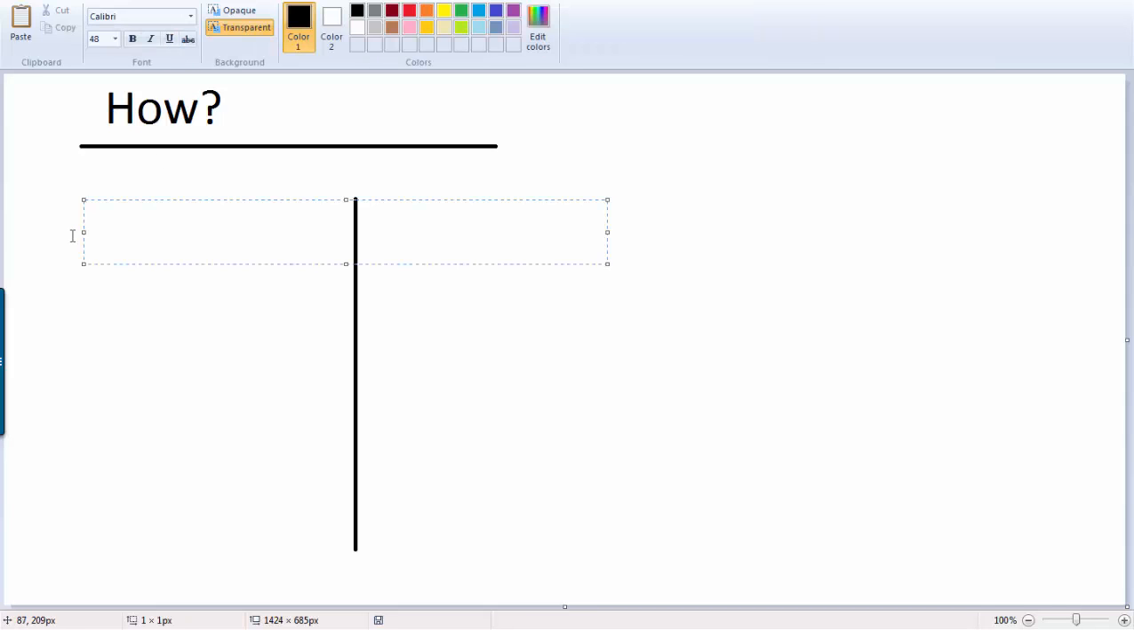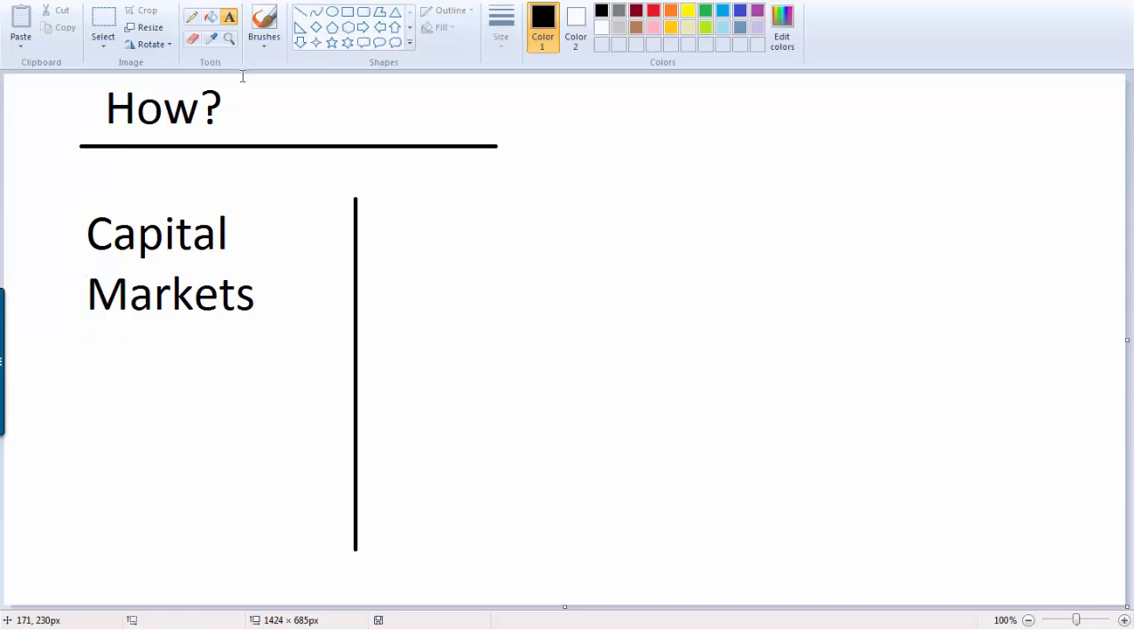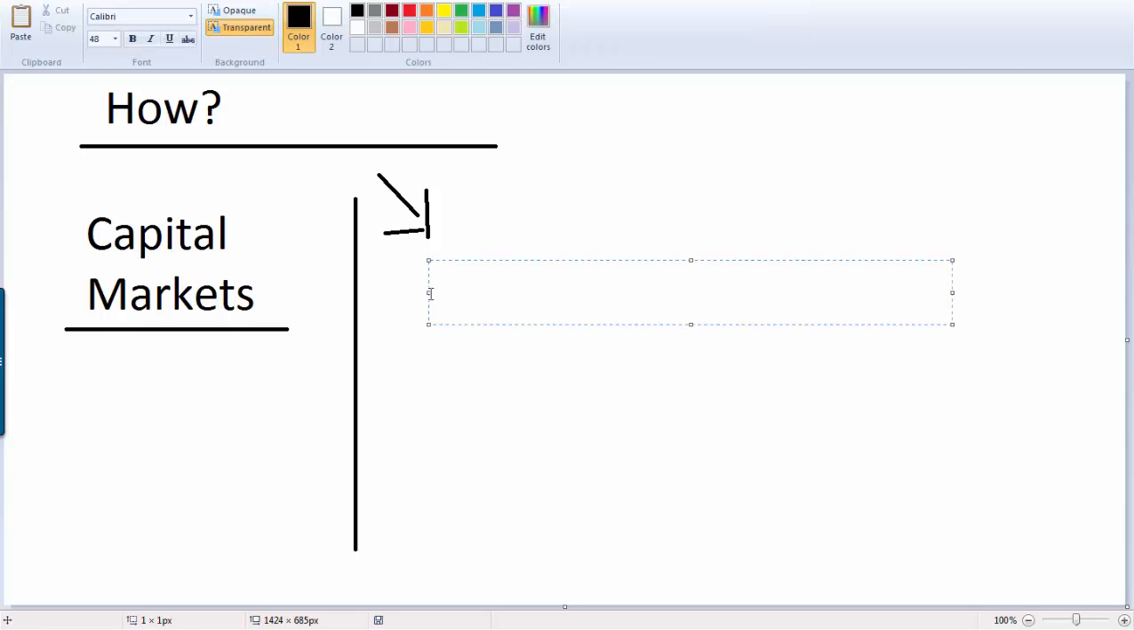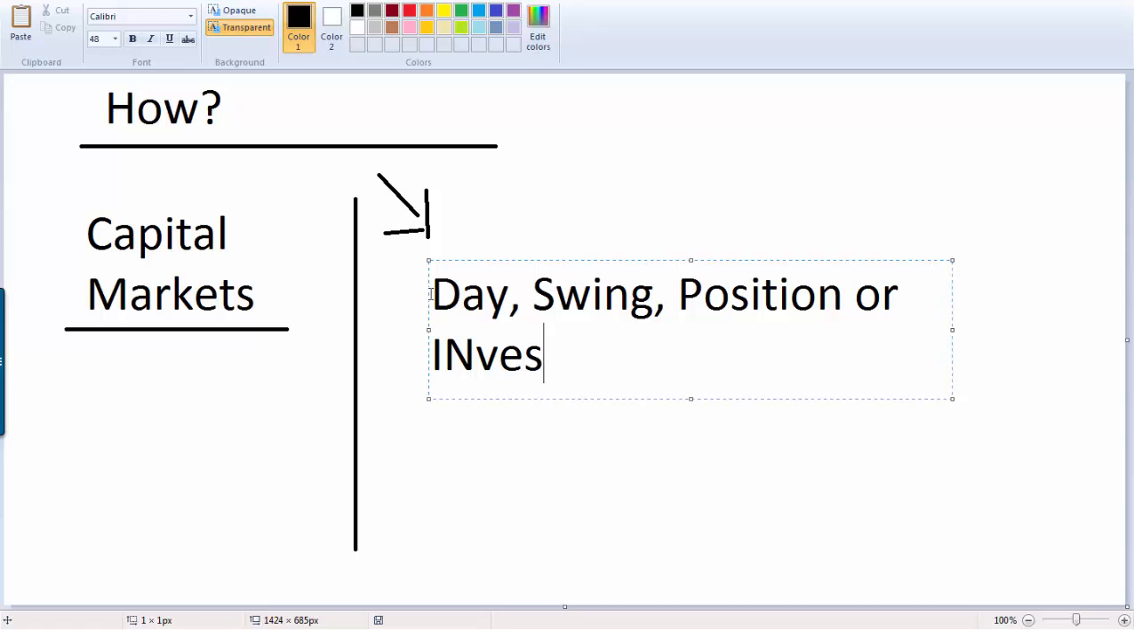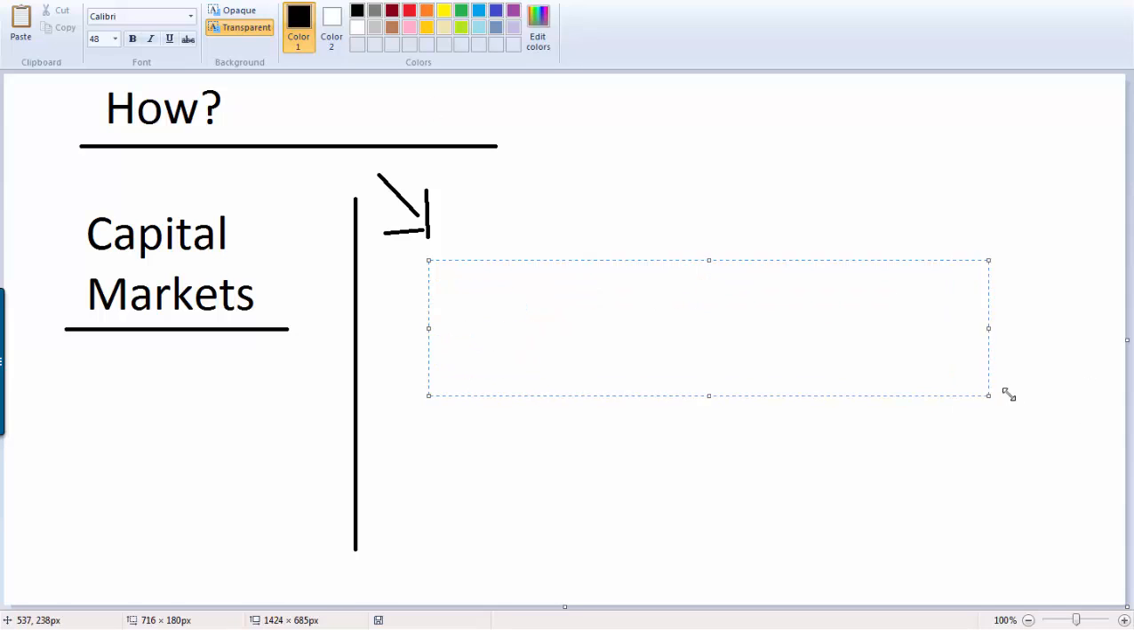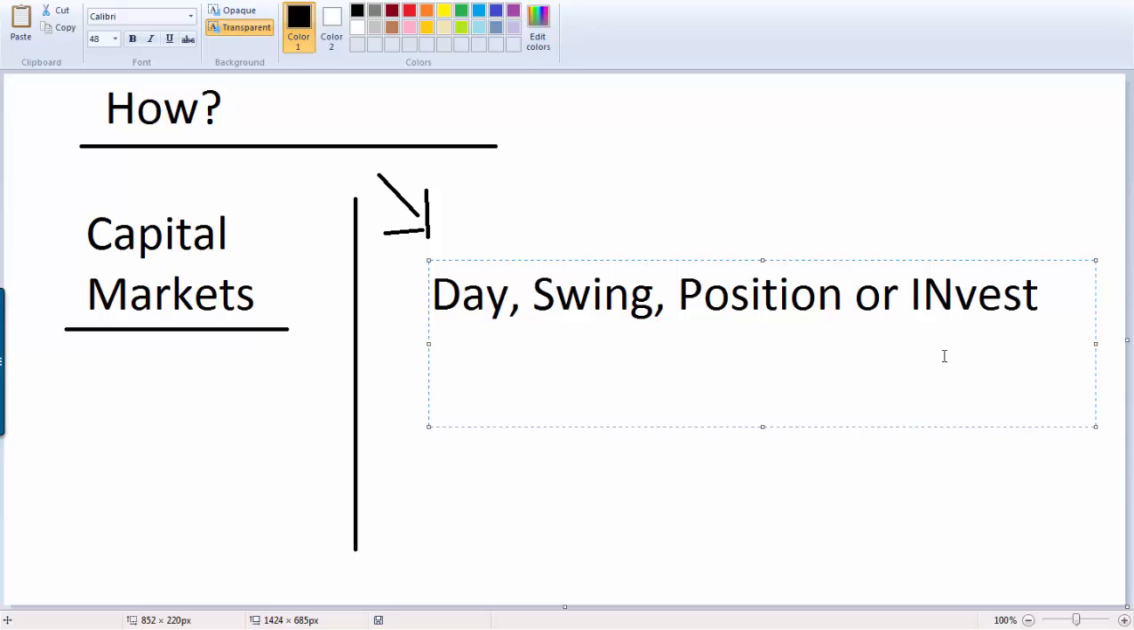Okay, the different asset classes. So the capital markets. And there we are. So part of how might include which capital market you trade. But more importantly on how is the time. Okay, because which capital market you trade may be dictated by what time you trade. If you trade in the morning, you're going to have access to certain market cycles. You're going to need to make a decision. Are you going to day, swing, position, or invest? Or all of them? See, a lot of your questions really get down to the core of mentorship itself.